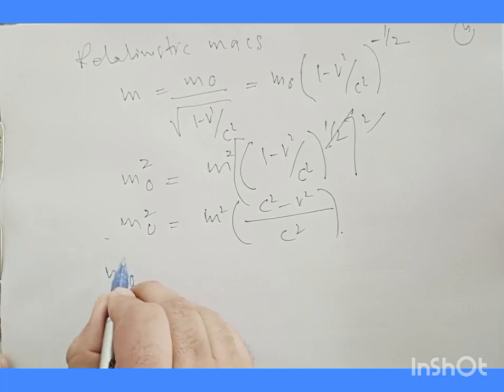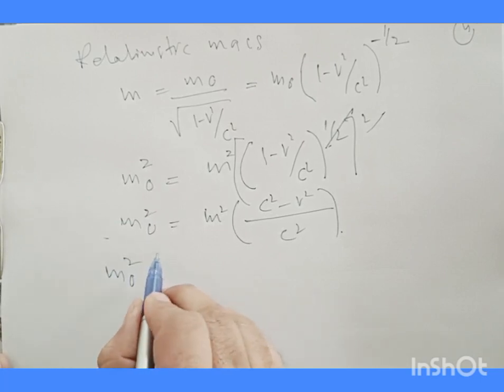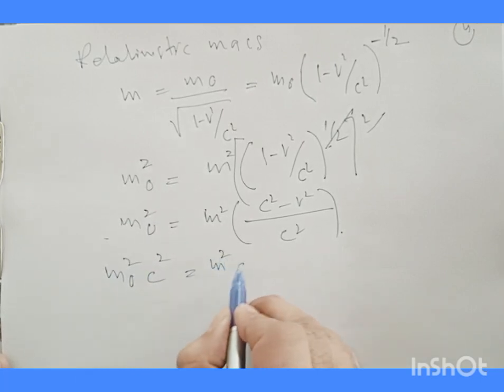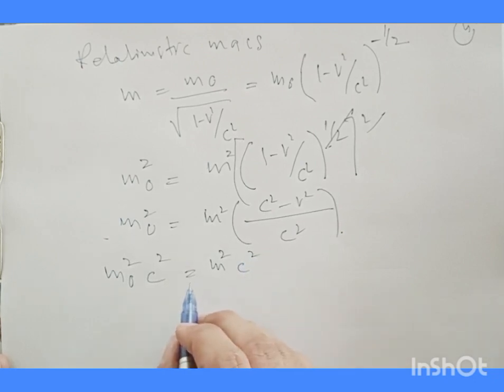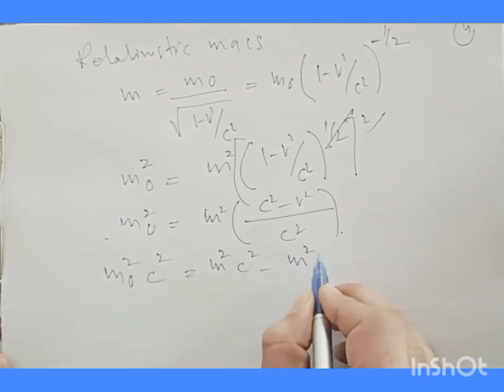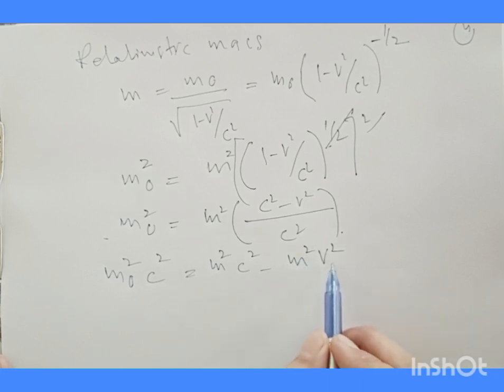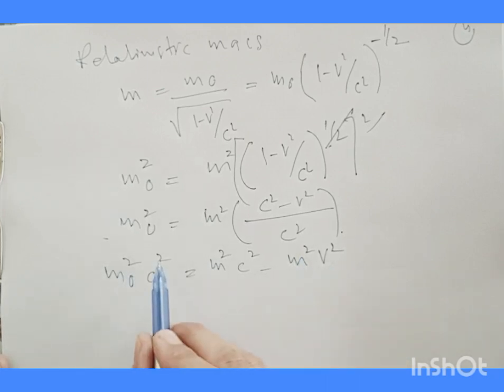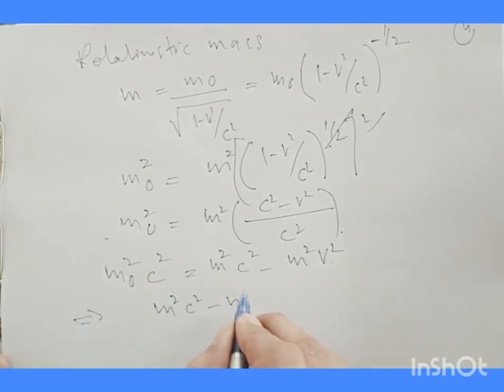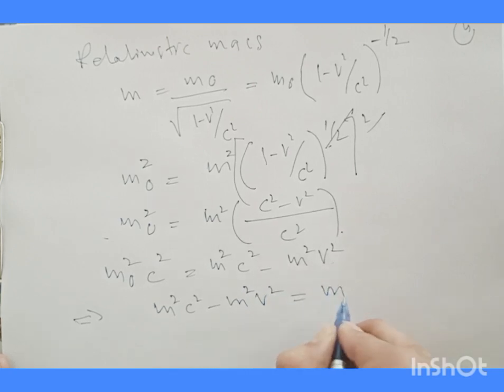So this is m naught square c square is m square c square minus m square v square. That should be the case. So what I have is m square c square minus m square v square is equal to m naught square c square. So let me write it in a proper form: m square c square minus m square v square is m naught square c square.